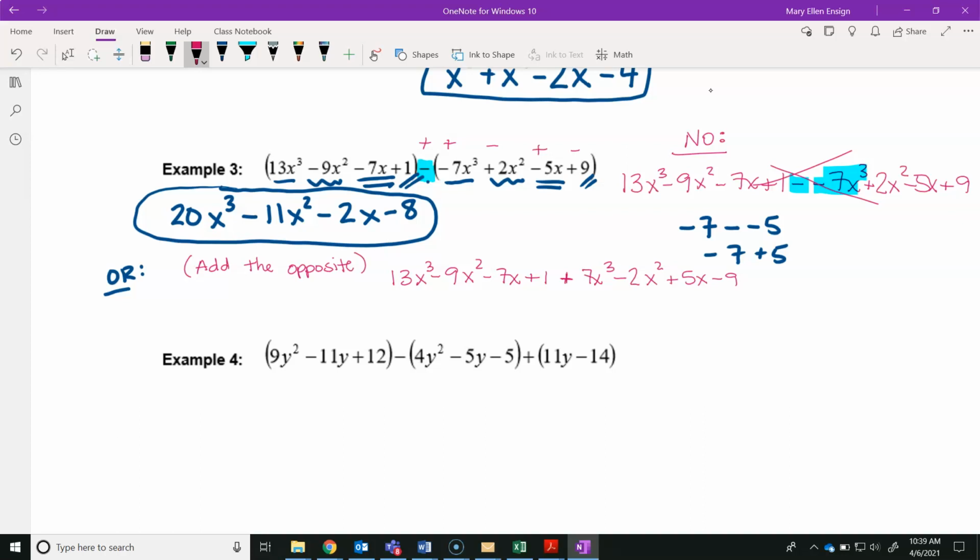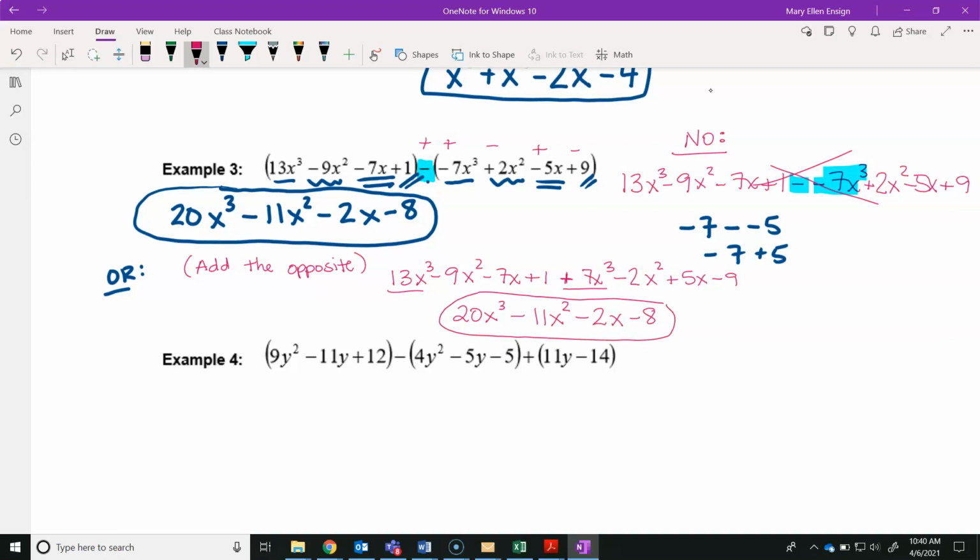Now, again, I can just look for like terms. So 13x cubed plus 7x cubed is going to be 20x cubed. Minus 9x squared minus 2x squared is going to be minus 11x squared. Negative 7x plus 5x is minus 2x. And 1 minus 9 is minus 8. So I get the same answer.